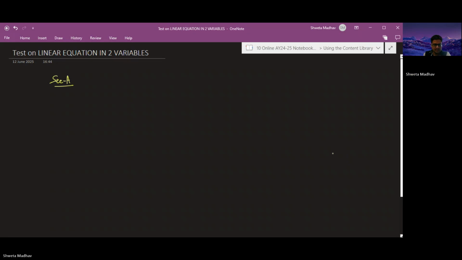In Section A, question number 1, it has been told that if 3x plus 2y equals 13 and 3x minus 2y equals 5, then x plus y will be equal to what? So now we have to solve the two equations. If we add these two equations, then 2y will get cancelled. When we add, we add the left hand side with the left hand side and the right hand side with the right hand side.